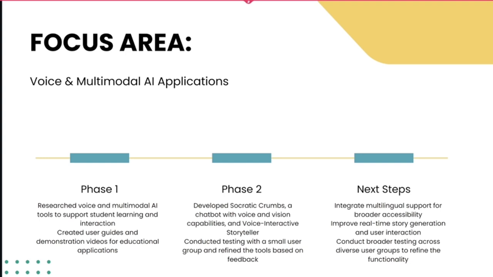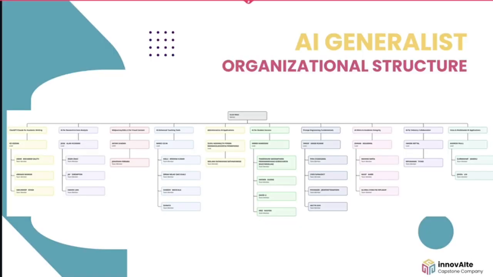In phase 2, they developed Socratic Crumbs, a chatbot with voice and vision capabilities, and a voice interactive storyteller to facilitate creative interaction. The next steps will include multilingual support, improving real-time story generation, and further refining the tools based on user testing.